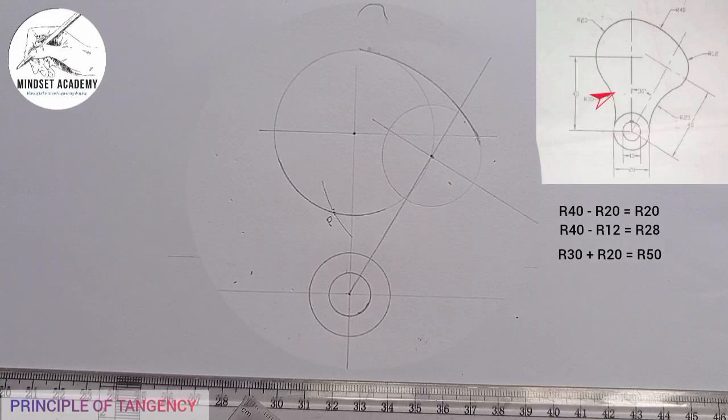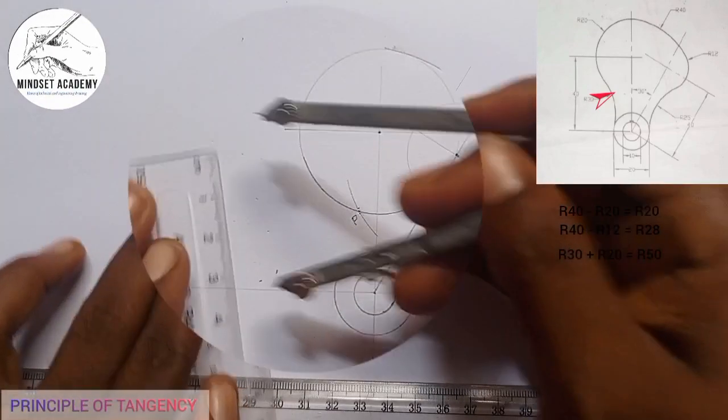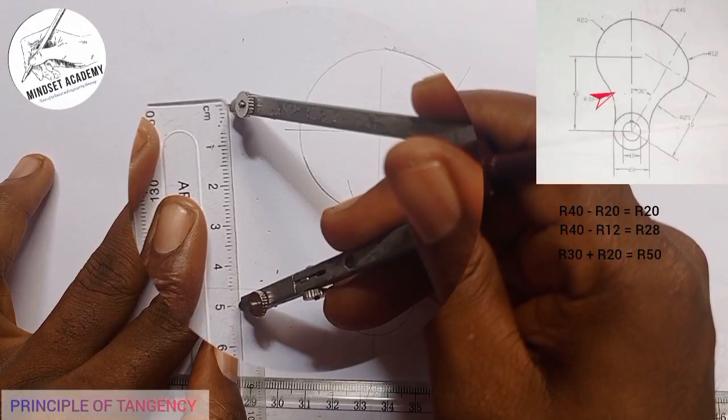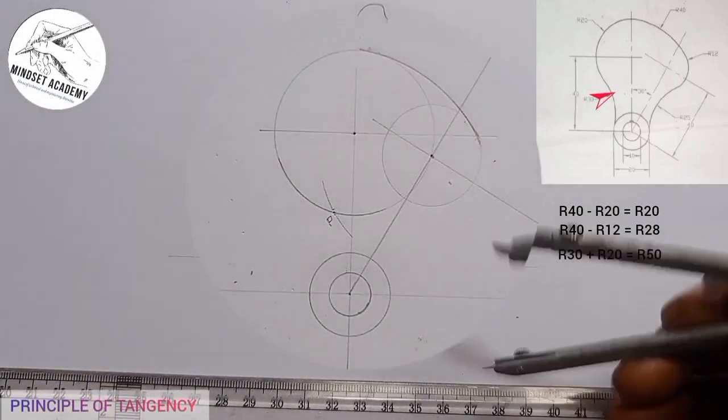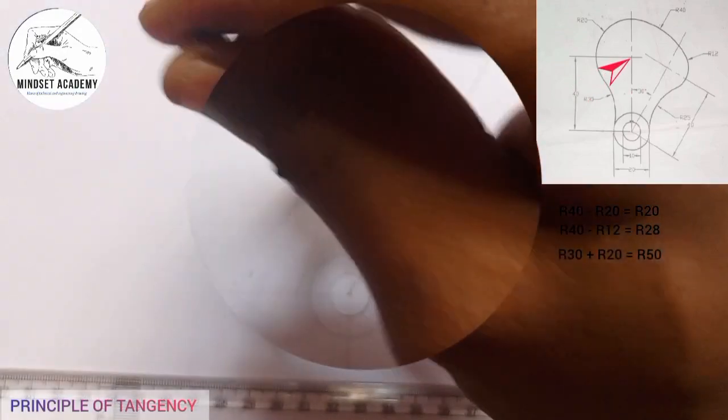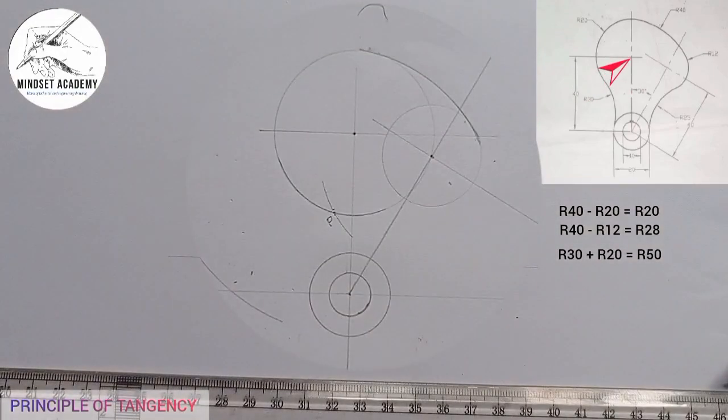Radius of 50. So I'm going to measure radius of 50 on my meter rule, from 0 to 5 is 50, right? And I'm going to place it at the second center, which is this here. And I'll strike an arc at the side. You can see the arc I'm striking.